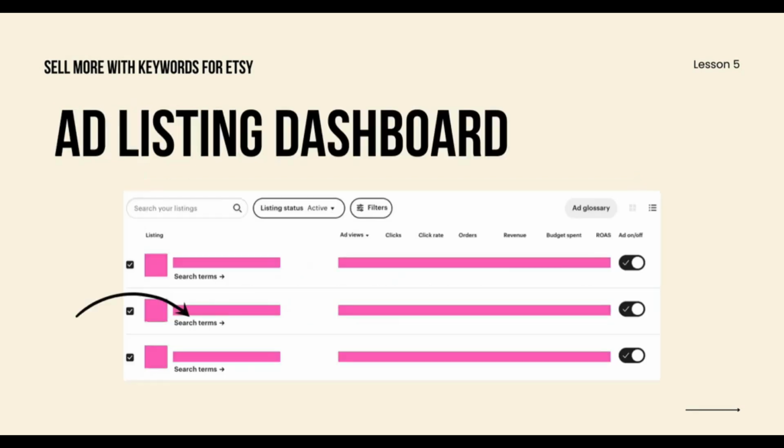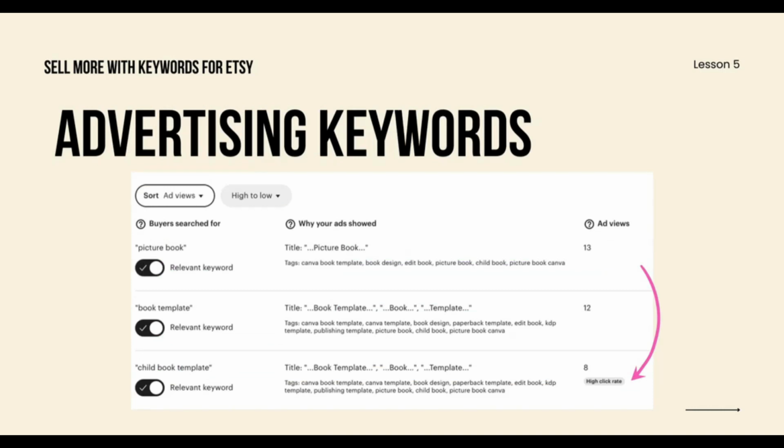You can then click on Search Terms for any of the items that you're advertising, and you'll see what the keywords are that Etsy is using to get viewers looking at your products. Just here, I've blanked out the data from my ads, but this is what the listing dashboard looks like in general. Here you can see an excerpt from one of my products. The product is a book template, and I've been running a promotion on it for about 7 days now just to get some data on it.